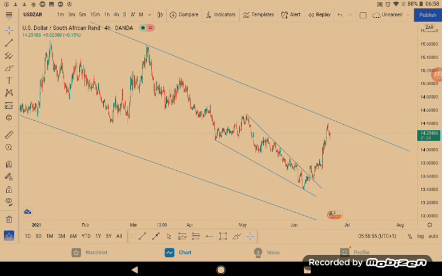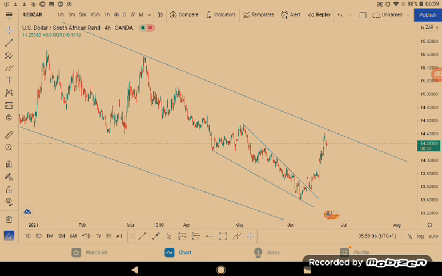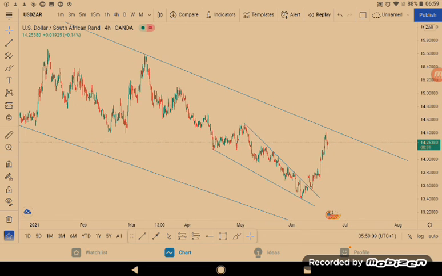Né? I showed you the bullish flag and the falling wedge. This falling wedge is a reversal pattern, and then the bullish flag is a continuation pattern. So go and check it out.